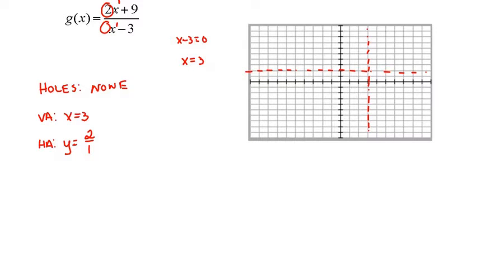And then last but not least, the slant asymptote. If the degrees match, there was no reason to do a slant asymptote. For a slant asymptote, you have to have a degree on the top, 1 bigger than the degree on the bottom. So a slant asymptote would be none here.